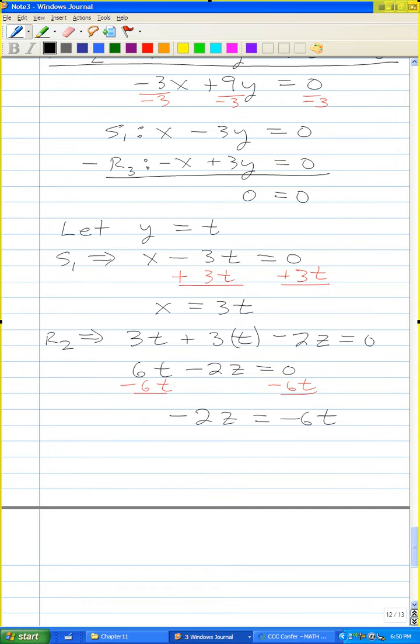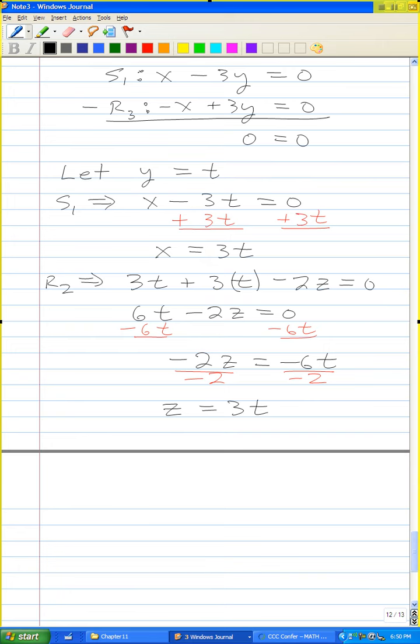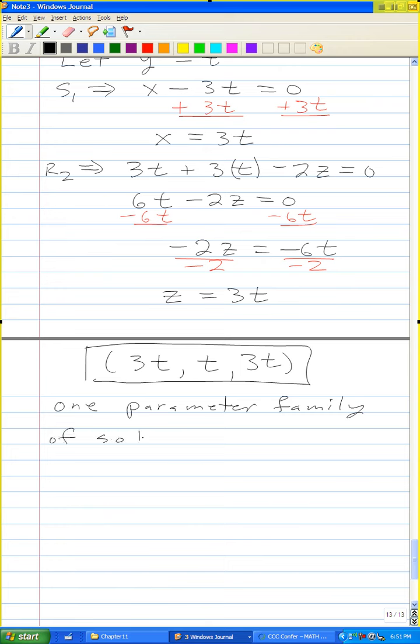So z equals 3t. And so the solution is x is 3t, y is t, z is 3t. So again, I have a one parameter family of solutions. This is a one parameter family of solutions. This is a line in the plane.